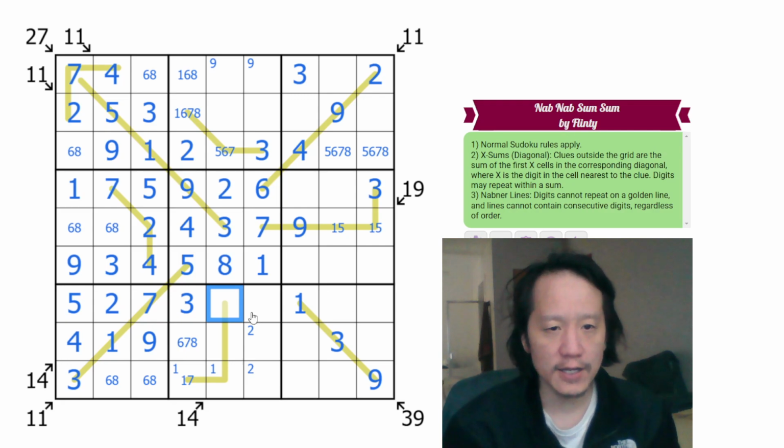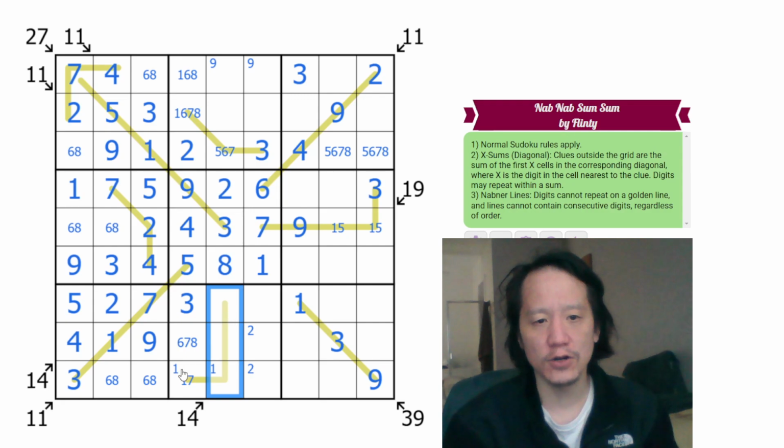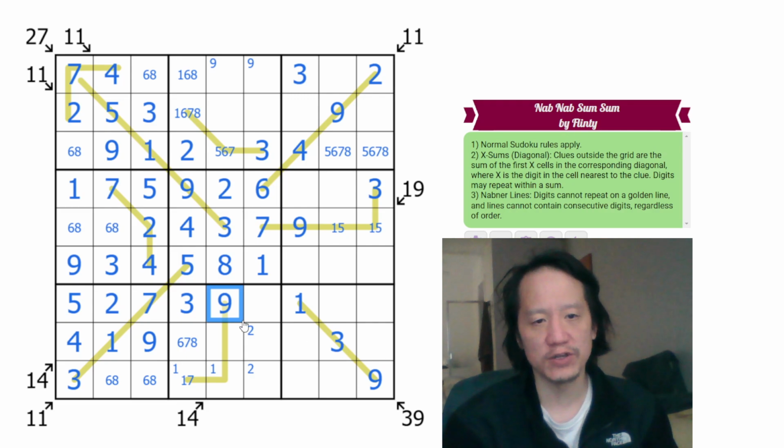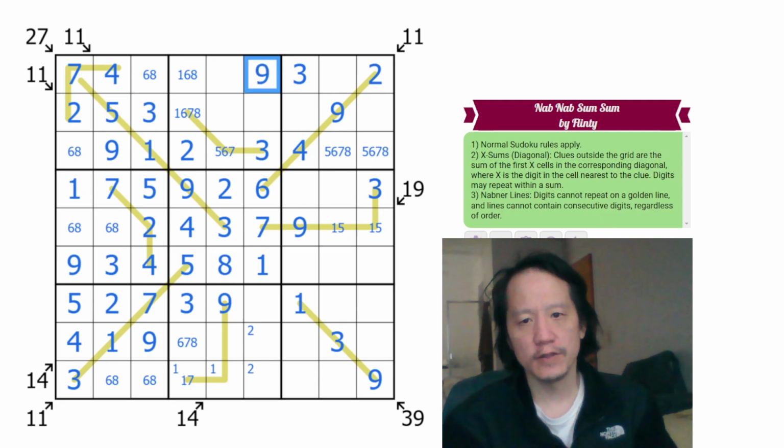You can't have an 8, though, because this is eliminated by here, and therefore this is eliminated this way because of the 6-8 pair. Therefore, the 9 has to be on the Nabner line. So, and the only place for it is here. So this can't be a 9 now. Therefore, this is 9.